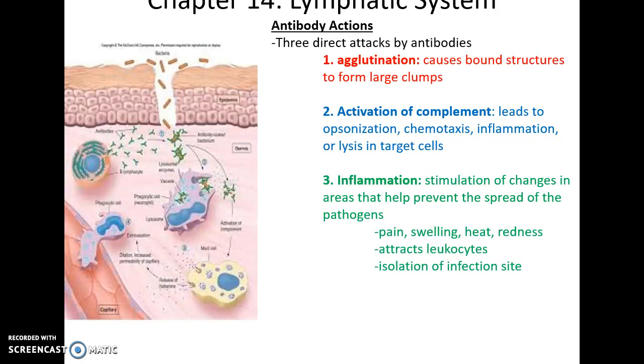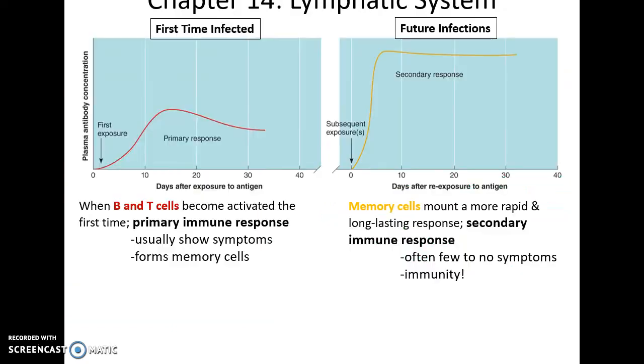And the third way is inflammation. The antibodies can then stimulate changes in the area to lead to inflammation, the increased blood flow, leading to pain, swelling, redness, heat. This, of course, attracts leukocytes, which come in to attack the infection and then isolate the infection so it doesn't spread further.